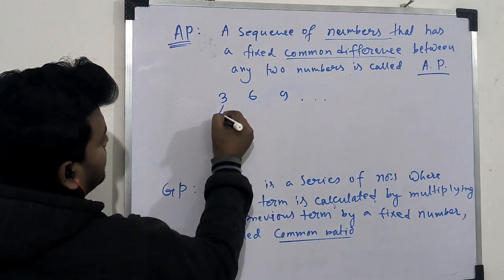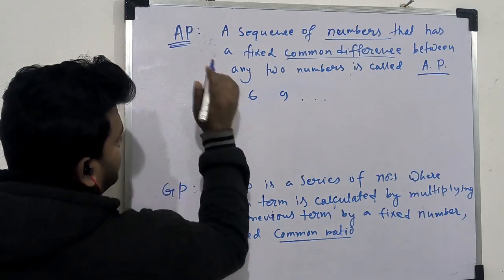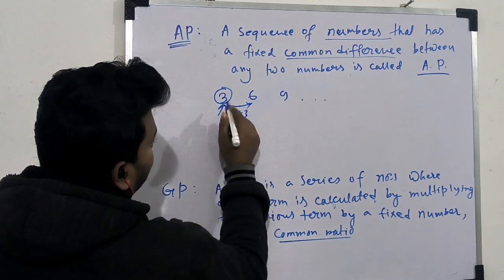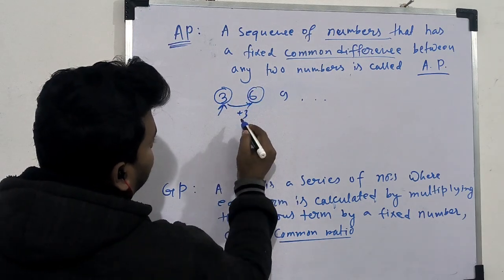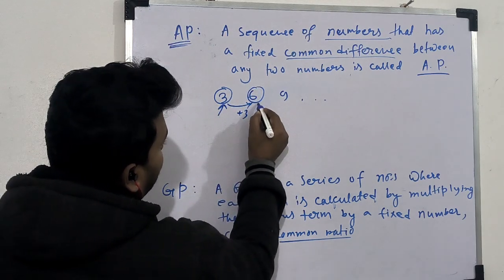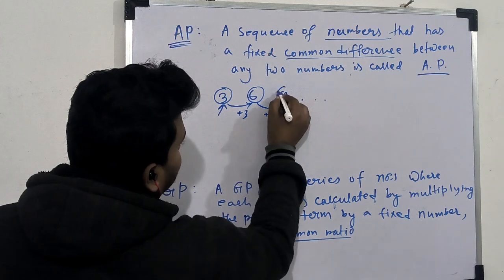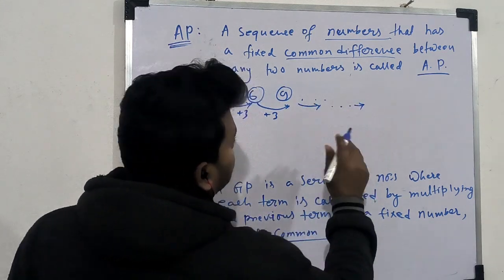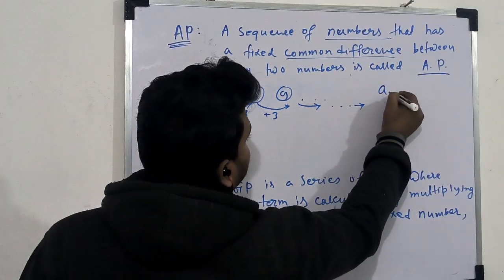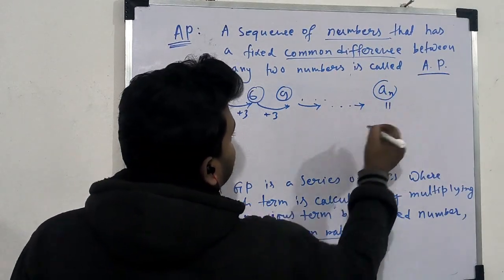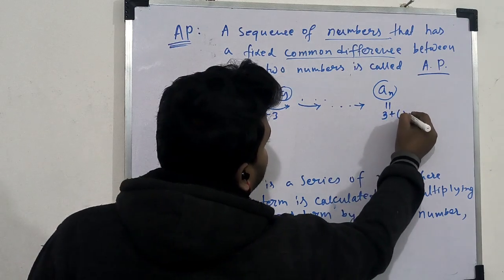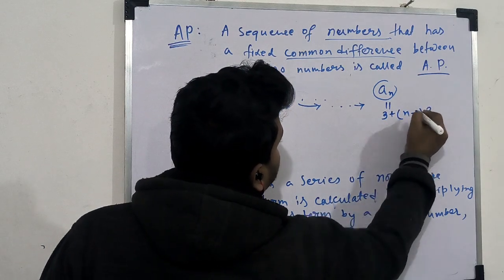So here, this is the first term of this series. This is 3, and adding 3 with the first term, we get the second term, that is 3 plus 3, which is 6, and adding 3 again, we get the third term. In this way, we will get the terms. So if n is the nth term, then this will be 3 plus n minus 1 into 3.